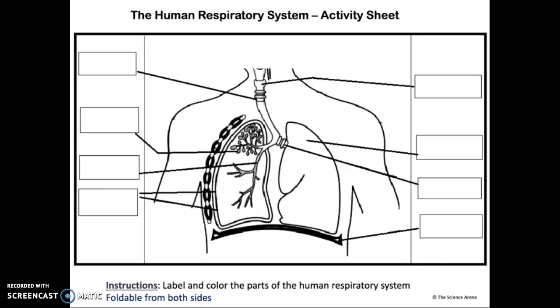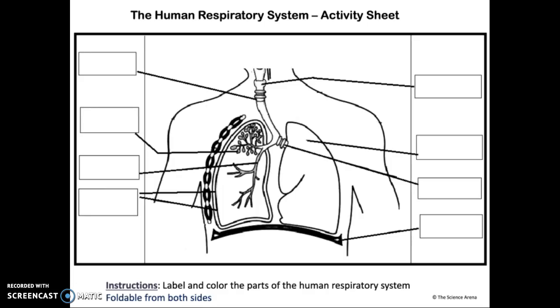Hello guys, welcome. We are actually going to talk about the human respiratory system today. I know it looks very complicated, but I assure you that it's not as hard as it seems. Let's look at the different parts of the body that are involved in the respiratory system.